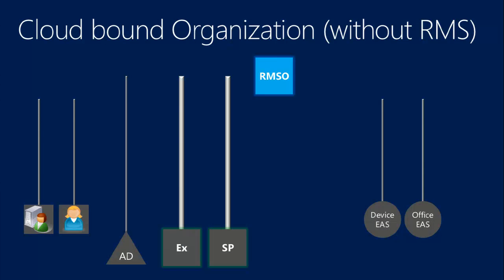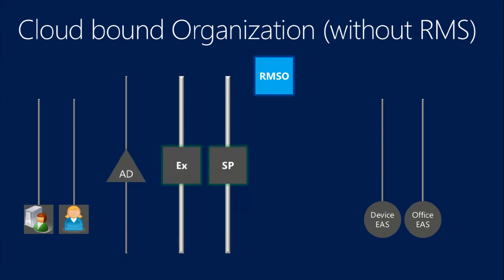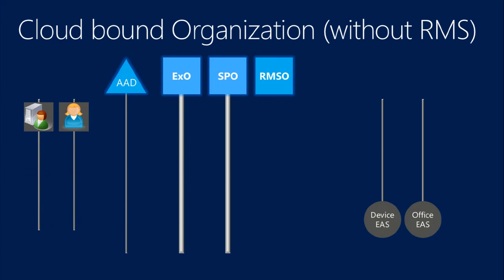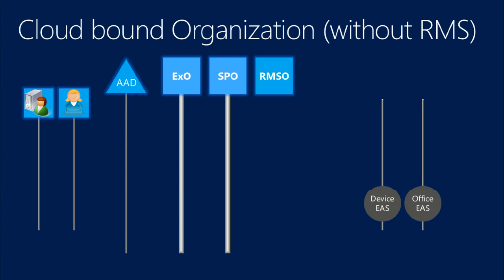All right, so the first thing we're going to talk about is the cloud-bound organization without RMS today. If you don't have any RMS today, let's just assume you've gone all in. So you've synchronized and moved everything up to Azure Active Directory. You still might be doing dir sync with your local on-prem AD. You have Exchange Online, SharePoint Online, and then RMS Online. Your users are utilizing all the services.